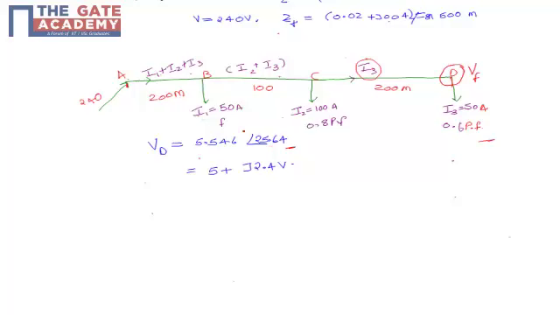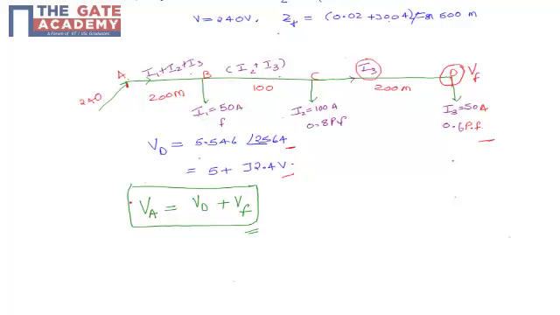After converting this from rectangular to polar, we get the value of 5 plus j2.4 volts. So the formula to calculate the voltage at the far end: the total voltage VA, that is 240 volts, equals the voltage drop across the distributor, VD, plus the voltage at the far end. This is the formula for the total voltage, and we have to calculate the voltage at the far end.